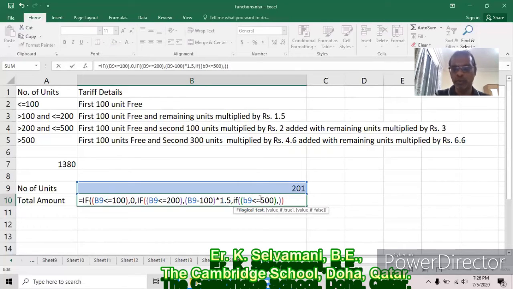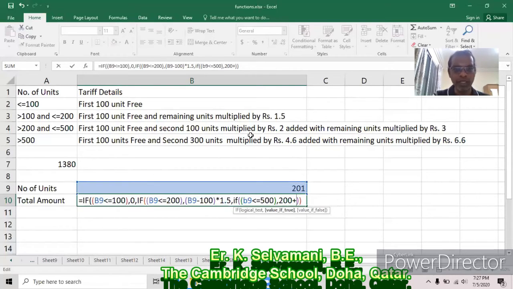If the condition is true, the number of units is less than 500, so the number of units lies between 200 and 500. We should go for the third slot, this slot. This is the condition. If the condition is true, we have to go for this third slot. Here also, the first 100 units are free, so no need to worry. The second 100 units should be multiplied by rupees 2. Now we have to put 200. 100 units are there, 100 multiplied by 2 gives 200. Then directly we can put it here as 200 plus, because the first 100 units are free.